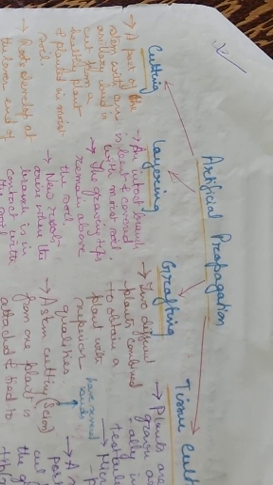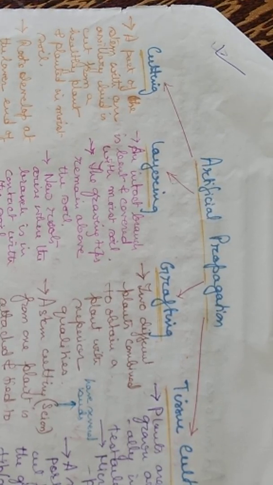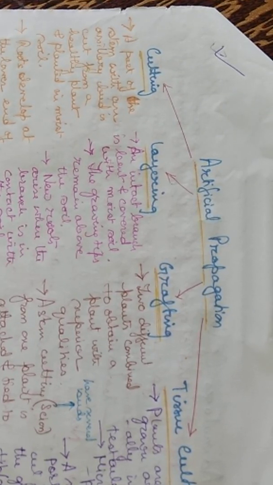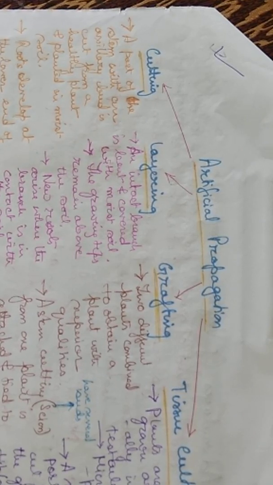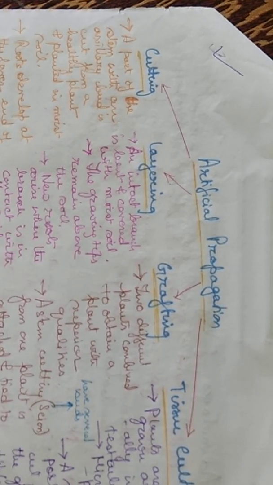The growing tips remain above the soil. Where the stem is under the soil, that portion gives rise to roots. Where the branch is in contact with the soil, that portion slowly gives rise to roots, and that part is then separated from the parent plant, and a new plant is produced after a few weeks, like cherry, jasmine, grapevine, etc.